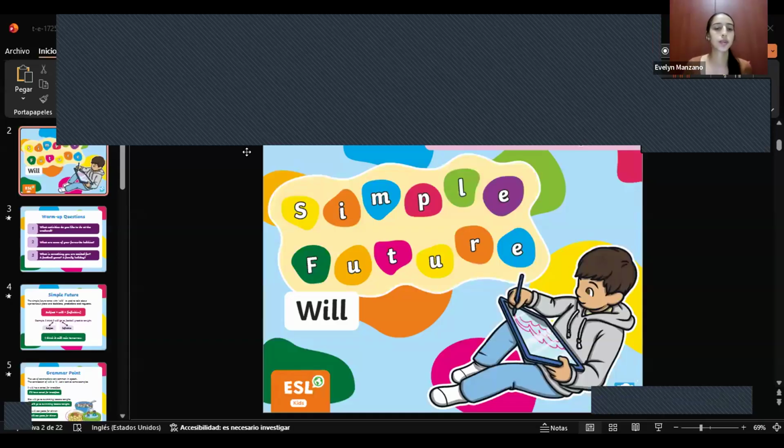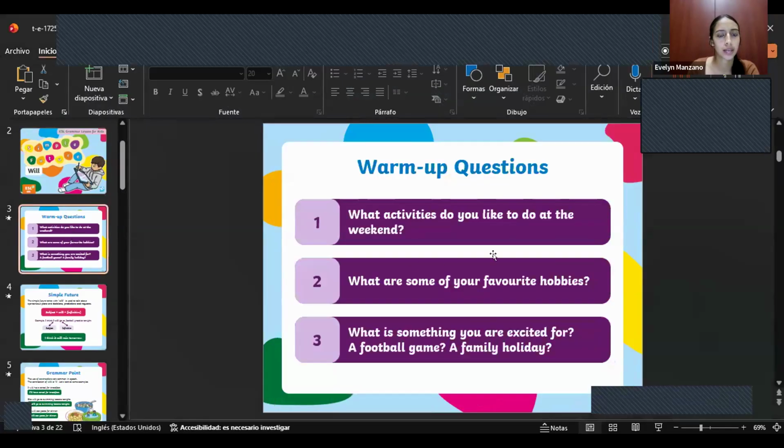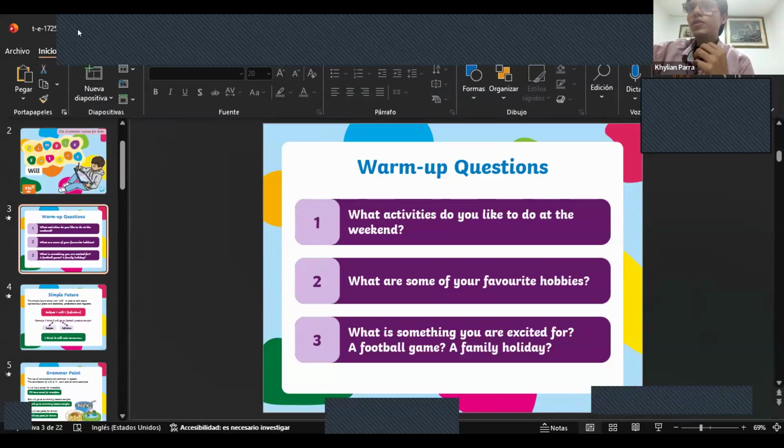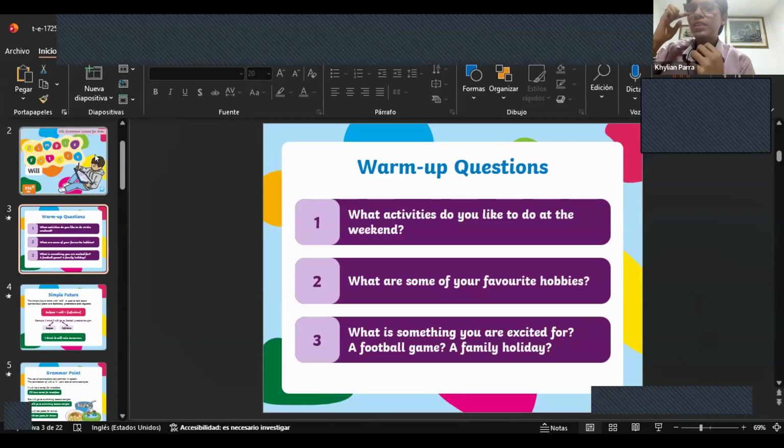Hello, guys. Today we'll learn about the simple future, okay? How are you? I'm good. What activities do you like to do at the weekend? Tell me, Killian. Okay, the activities that I can do in the weekend will be practice some sports and do my homework. Sounds good. And what are some of your favorite hobbies? My favorite hobbies is reading and watching movies.